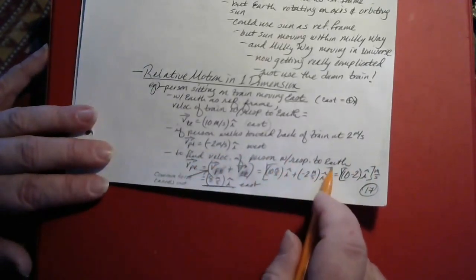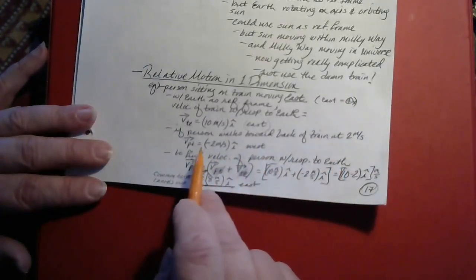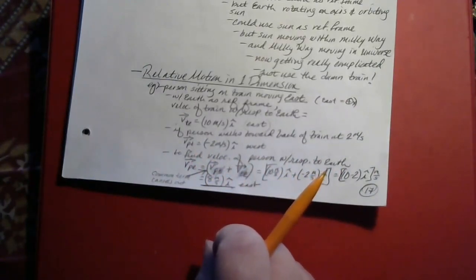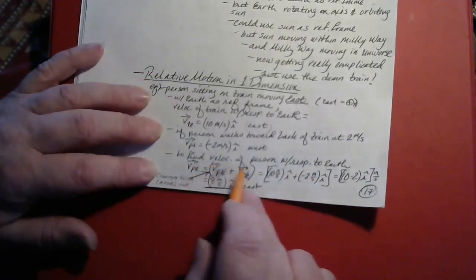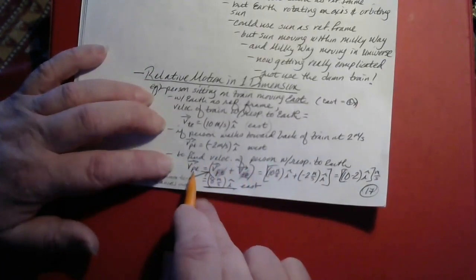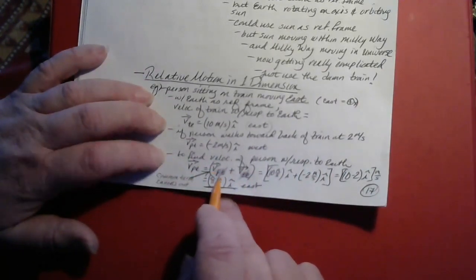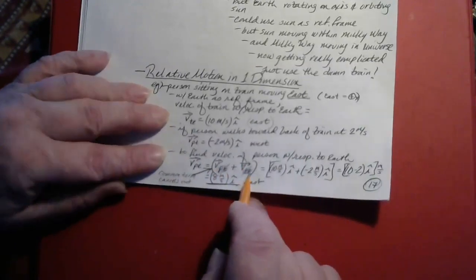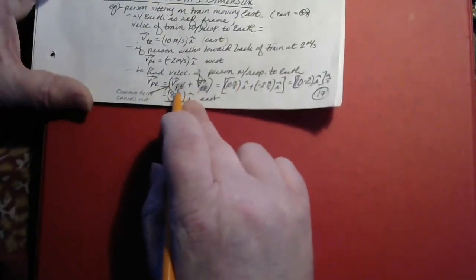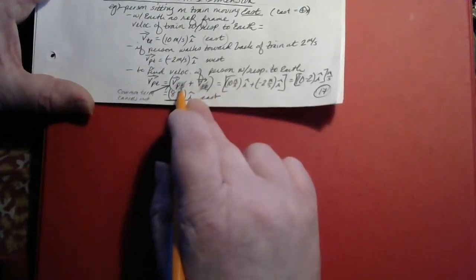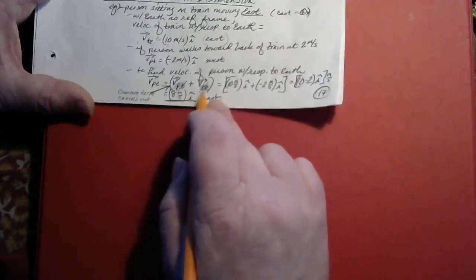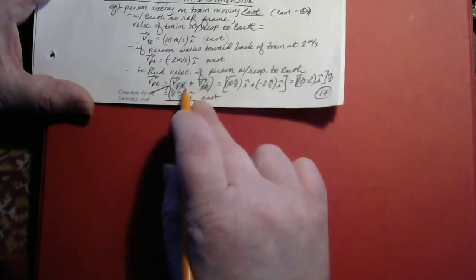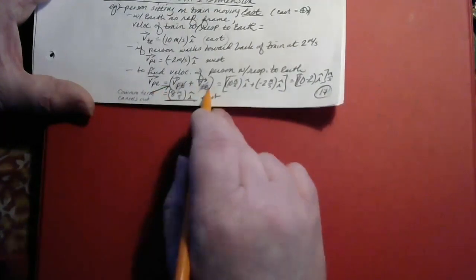To find the velocity of the person with respect to the Earth, you're going to have to take the velocity of the person relative to the train and the velocity of the train relative to the Earth. So VPE, the velocity of the person relative to the Earth, is the velocity of the person relative to the train plus the velocity of the train relative to the Earth: VPT plus VTE. Notice how the inside terms for the subscripts end up canceling out. That's the way it works with questions like this. So VPT plus VTE, the T's cancel, and we get VPE.